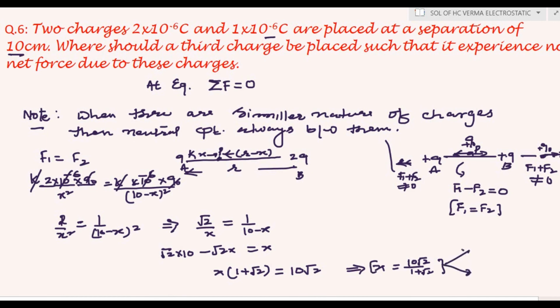Here you will get two answers, one from A, another from B. Let from A you need to find and from B you need to find it. Calculation part is left.